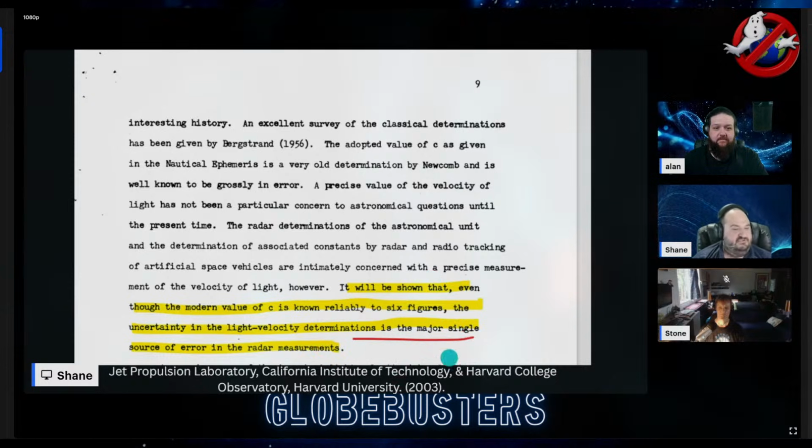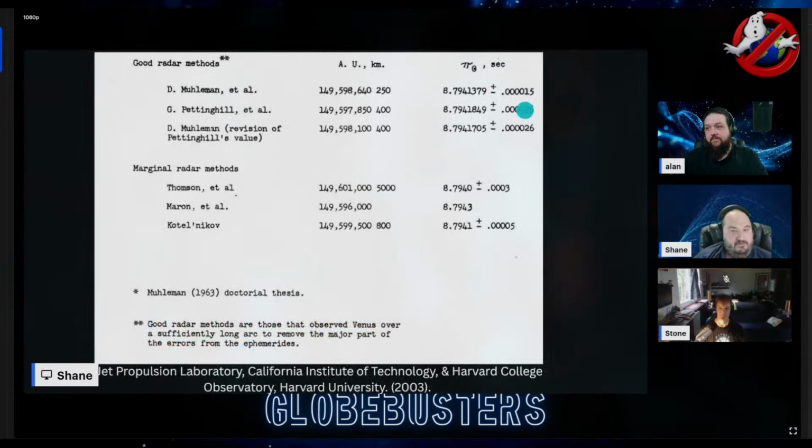And then again, he's also commenting as an honest chap that, hey, even though the modern value of the speed of light is known to 6 figures, the uncertainty of light velocity determinations is a single source of error in the radar measurements. Meaning he knows that if you go back to the math of D equals V times T, and when he put 300,000 kilometers per second or whatever as the speed of light, if that's in any way not precise, then that would throw off the so-called precise distance that you derive using that formula from those radar measuring experiments, meaning that all these would thus be even higher of a margin of error.